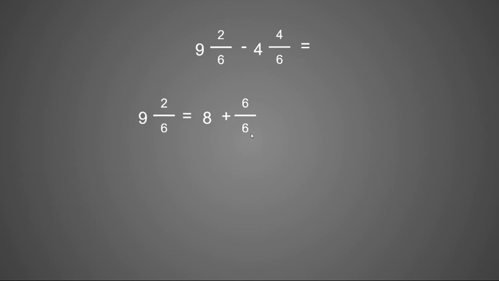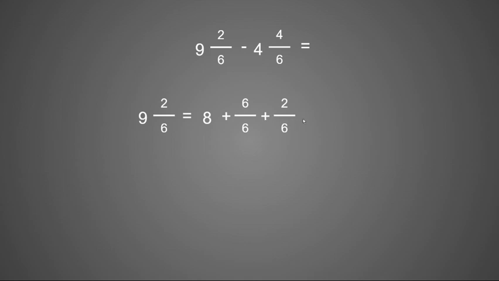Let's look at one more example. If I have 9 and 2/6 minus 4 and 4/6, remember our mixed number with the larger whole number has to be first. But now if I'm looking, I cannot take 4 away from 2. So I'm going to need to regroup. So my 9 and 2/6 is going to be 8 plus 6/6. So remember, my numerator and denominator have to be the same to equal a whole. So then I have to take that and add my 2/6.